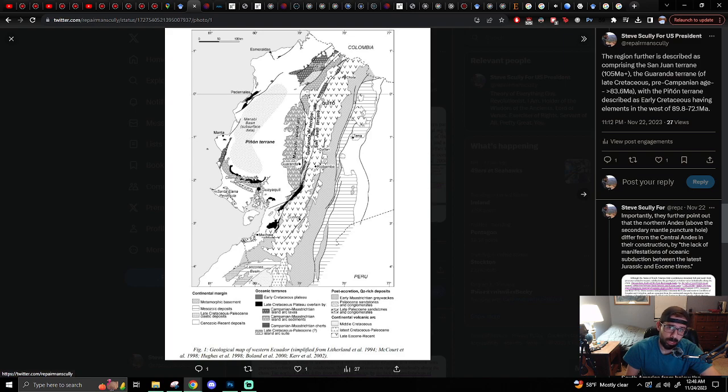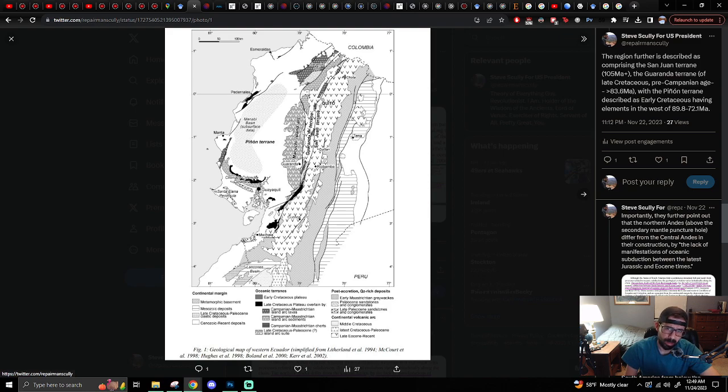The region is further described as comprising the San Juan terrain, which is dated to 105 million. The Garanda terrain of late Cretaceous pre-Campanian age, less before or older than 83.6 million radiometric dating, with the Pinon terrain described as early Cretaceous having elements in the west. So early Cretaceous, I guess like 140, let's say, having elements in the west of 89.8 to 72.1.